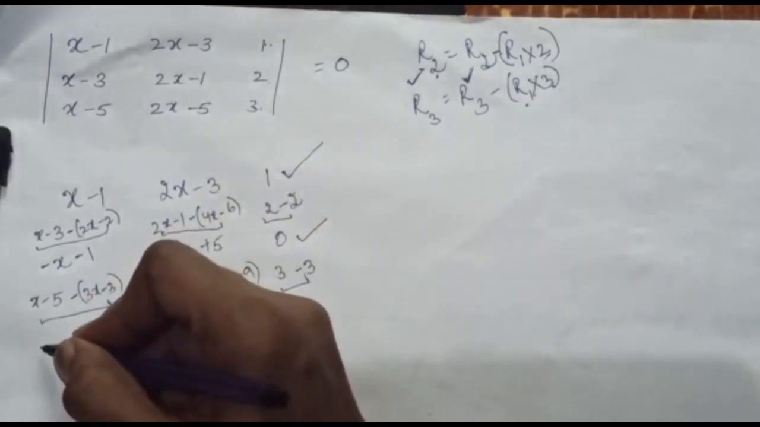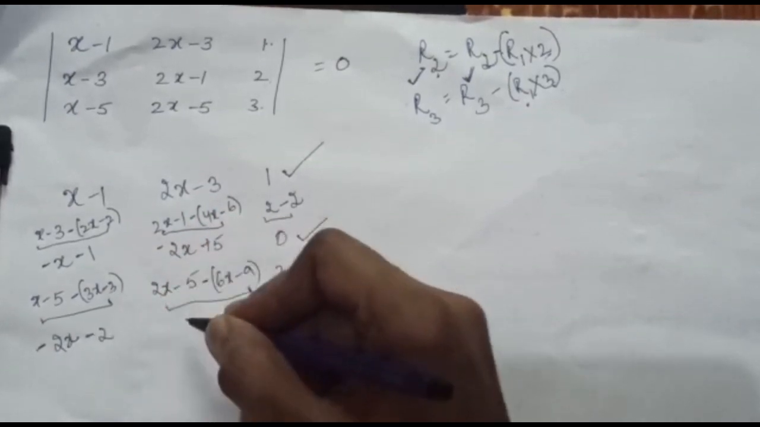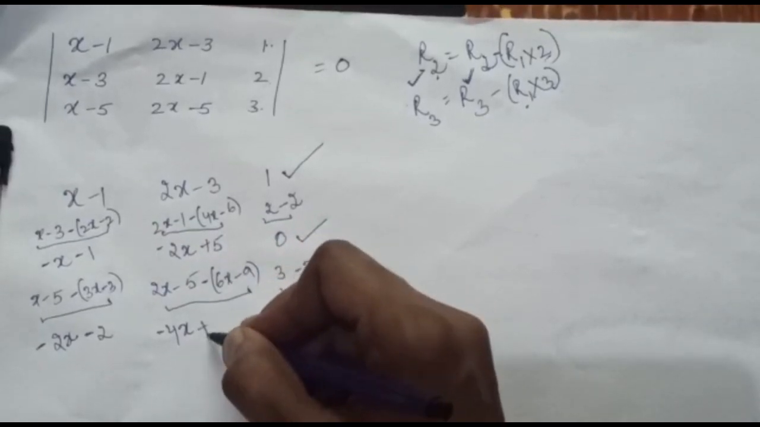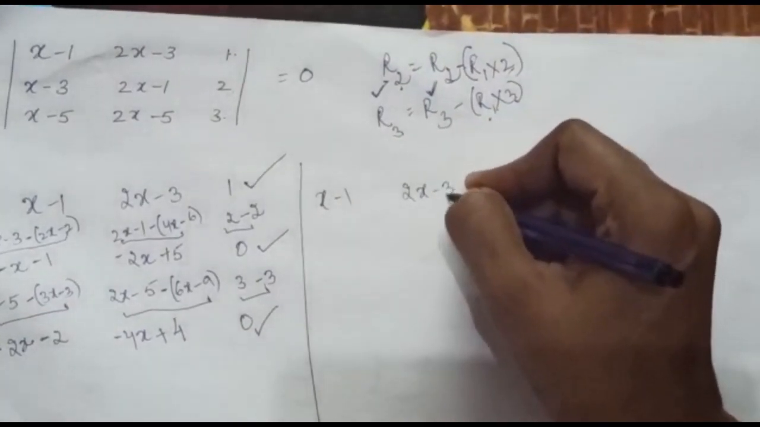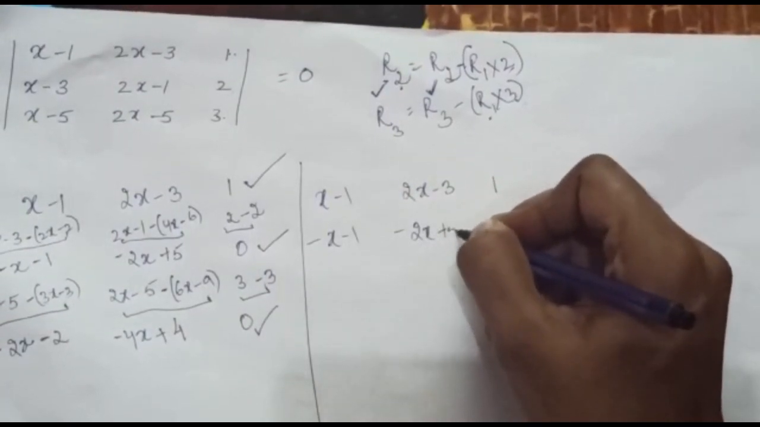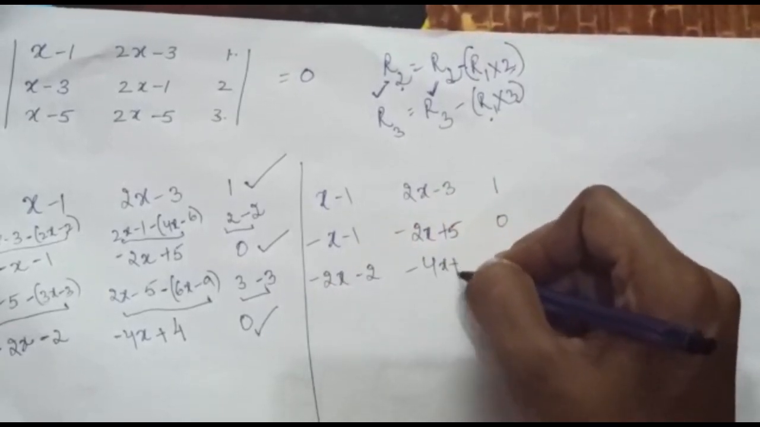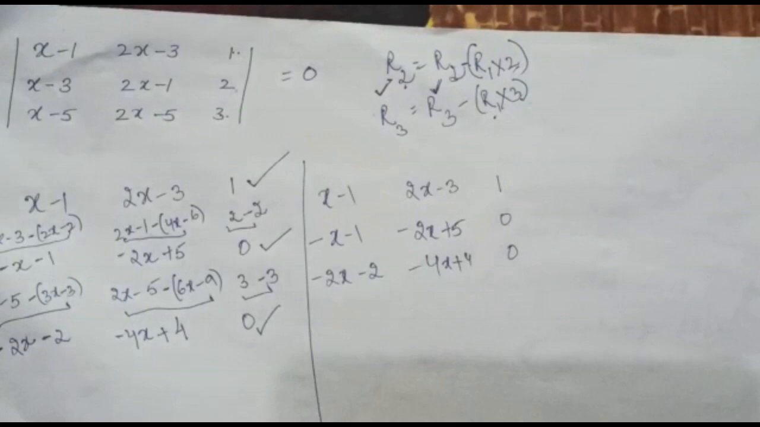So it will be x minus 3x will be minus 2x, minus 5 plus 3 will be minus 2, 2x minus 6x will be minus 4x, minus 5 plus 9 will be positive 4, this will be 0. So I have got my row number 3 now. Now let's see when I write here properly: x minus 1, 2x minus 3, 1, minus x minus 1, minus 2x plus 5, 0, minus 2x minus 2, minus 4x plus 4, 0. So now I have got this from elementary operations.